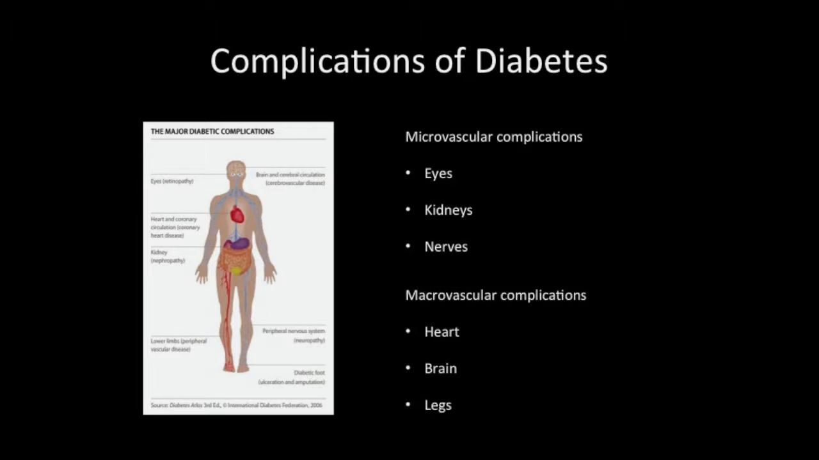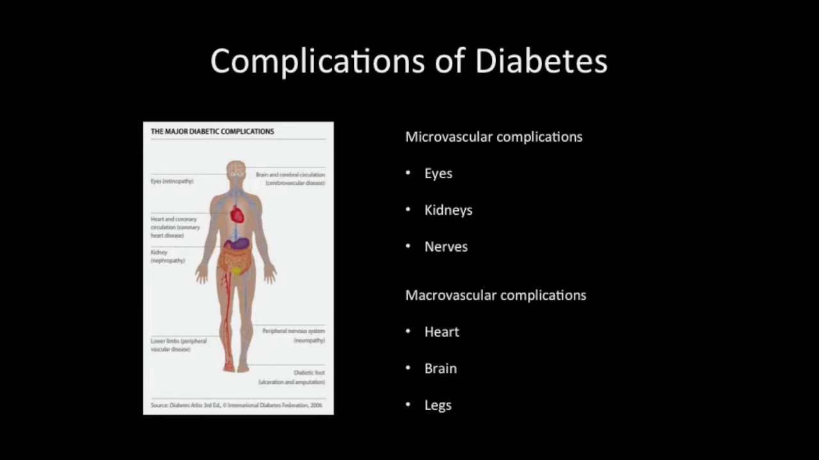Complications of diabetes. Diabetes increases your risk of serious health problems, and this is because high blood sugar over a long period of time could affect various organs. There are two types of complications, which are microvascular and macrovascular. Microvascular complication occurs when there is damage to small blood vessels. This could affect the eyes, kidneys, or nerves.